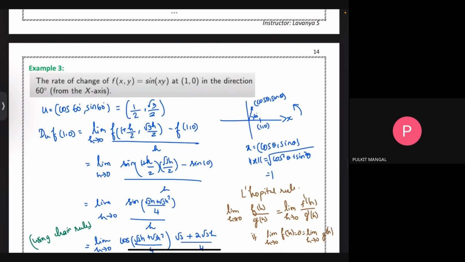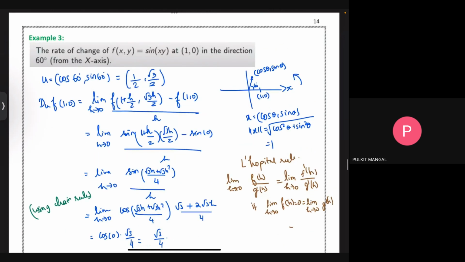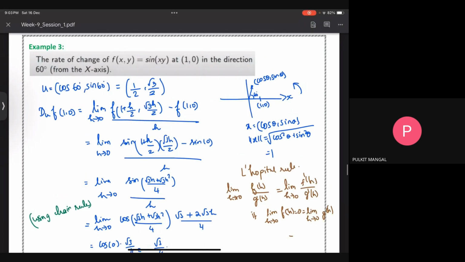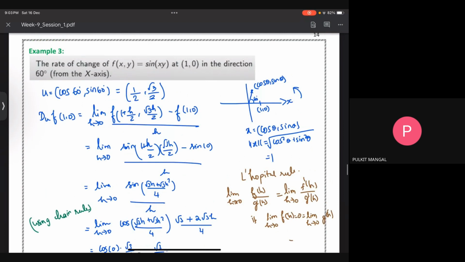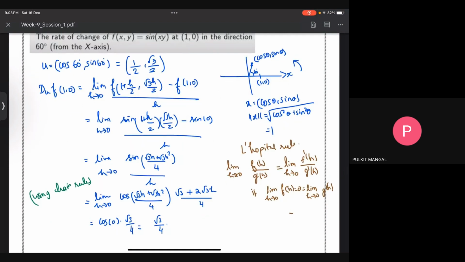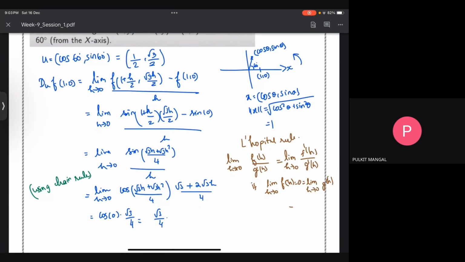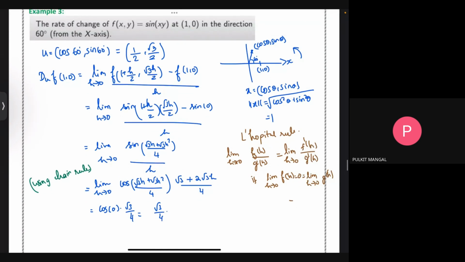Okay, 1 plus h by root, minus f of 1 comma 0. So here sine of 1 plus h by 2 times root 3h by 2, plus 3h square.